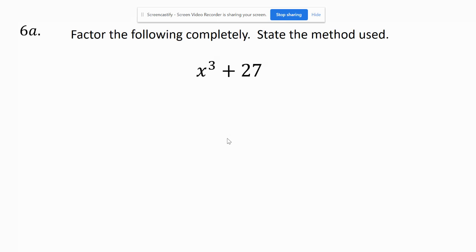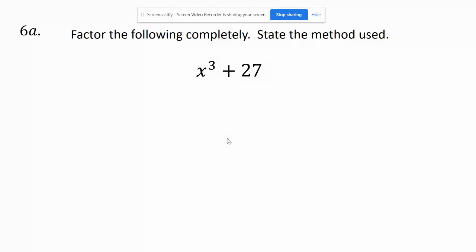Factor the following completely and state the method used. Once again, the theme on our test is going to be that. Now, one thing I want to notice is here, there are two terms, but they're not what I call square rootable. I can't square root 27 and I can't square root x cubed. However, I can cube root them.